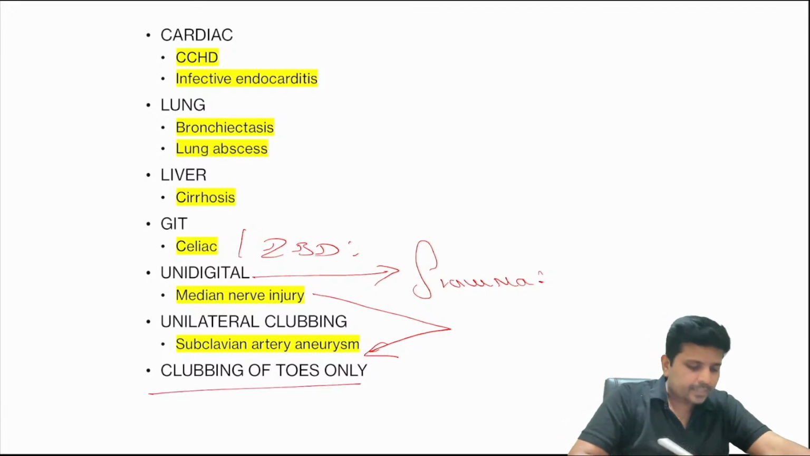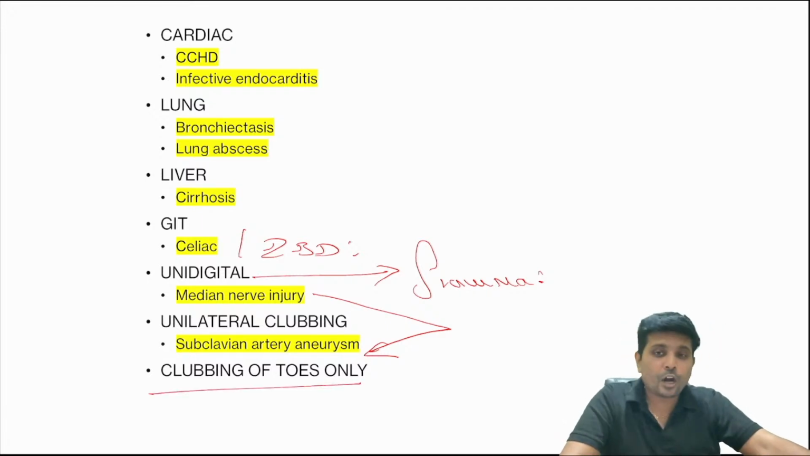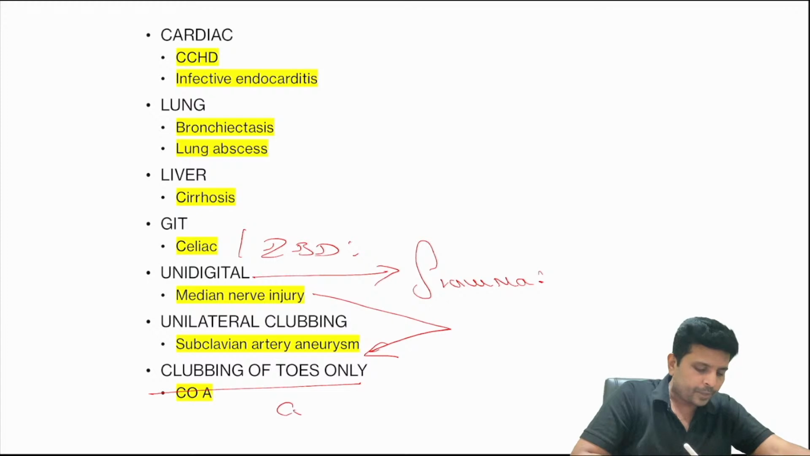But look at this, clubbing of the toes but not the fingers. In which condition does it occur? It occurs in a condition called coarctation of aorta.